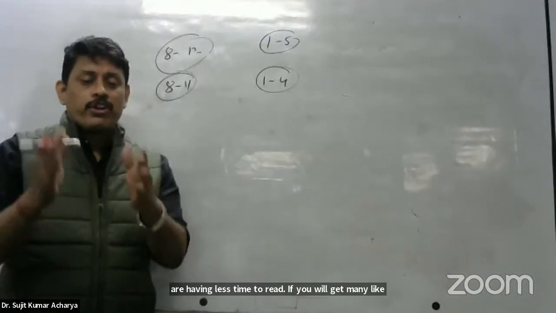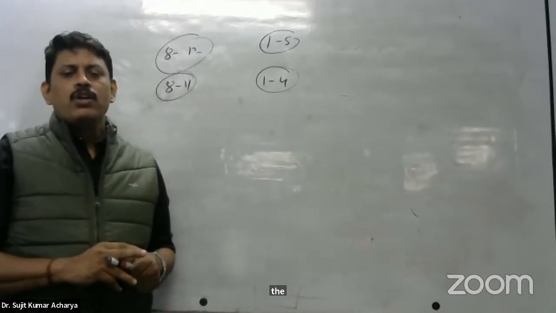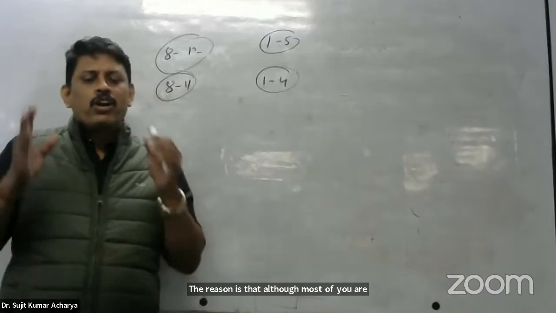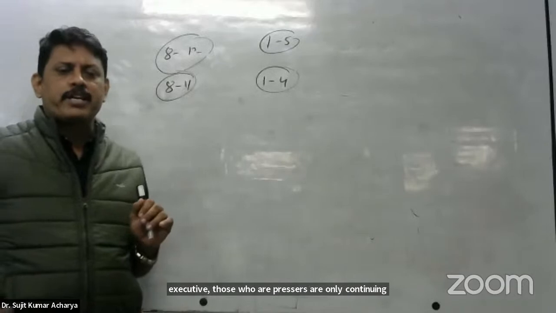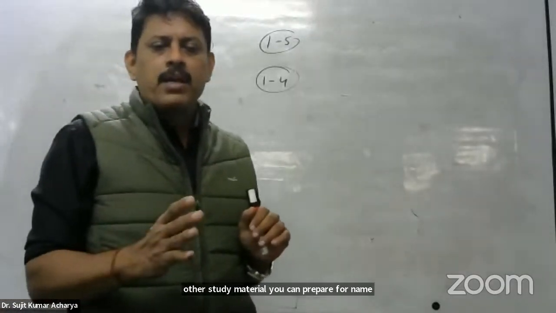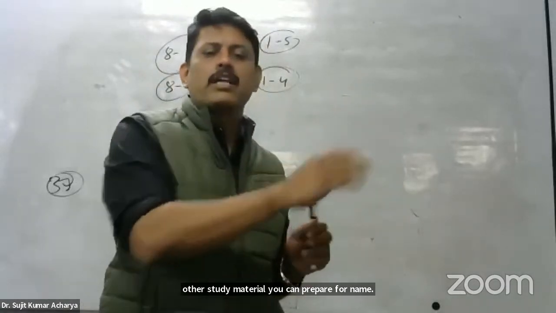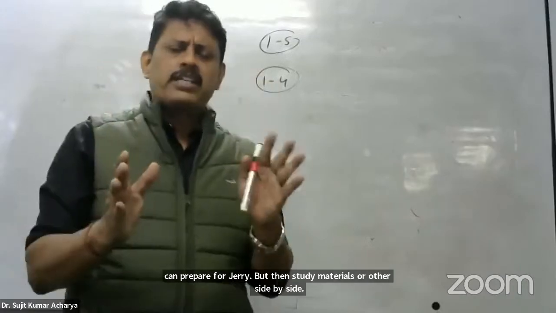The reason is that most of you are working executives. Those who are freshers are only continuing this course. For them, you can refer to some other books and study material. You can prepare for NET, you can prepare for JRF. For them, study materials or side-by-side books are required. But if you are only working, you can refer to the study material. That is more than sufficient.